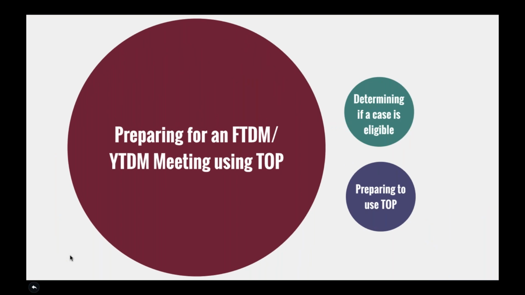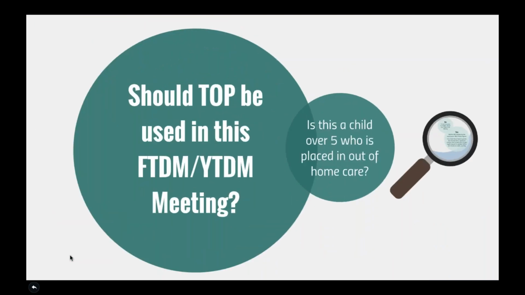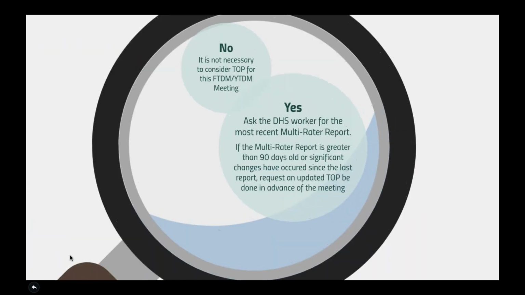So next up is preparing for an FTDM, YTDM meeting using TOP. The first thing that you're going to do is determine whether or not the case that you are facilitating the meeting for is eligible to have a TOP, whether they've had one or they should have one. So is the child 5 or older placed in out-of-home care? If the answer is no, it's not necessary to consider TOP.